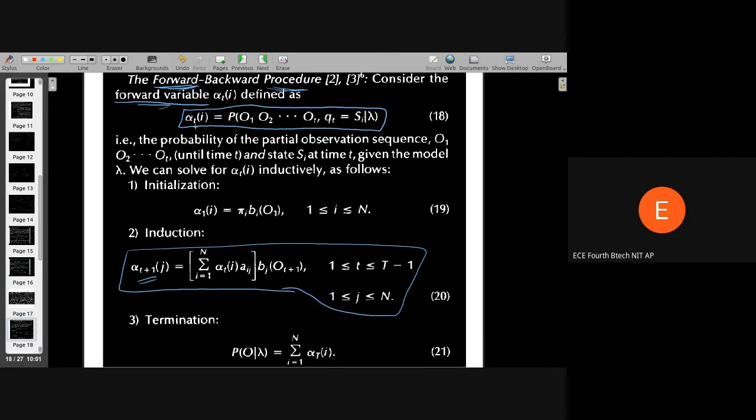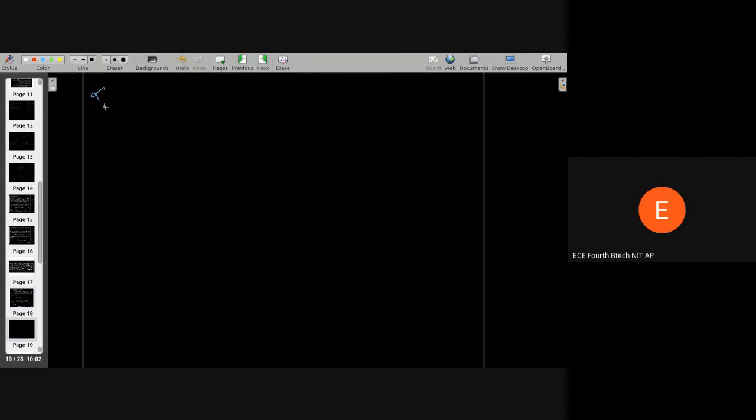From one variable, how can we get to the next variable in an inductive or recursive formulation? Let's try to figure out this alpha t plus 1 j. Alpha t i is equal to the probability of O1 to OT, QT equal to Si. And there the lambda is there, but let's forget about that lambda for a minute. So this is what it is.